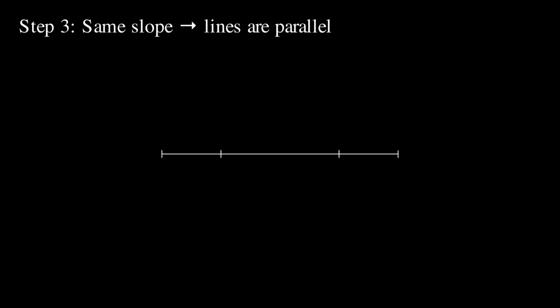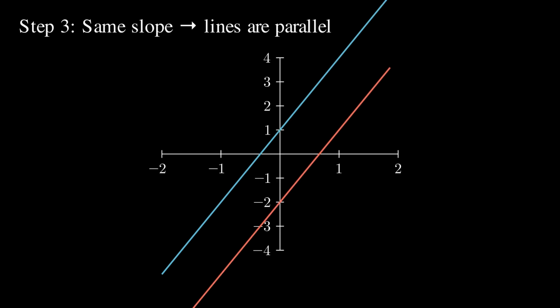Our third and final step is understanding that having the same slope means that the lines are parallel. Because they are parallel and have different y-intercepts, the lines will never intersect. No matter how far they extend, they will always remain the same distance apart on the graph. You can test this by plugging in any x value into both linear equations, and because the lines are parallel, their y values will never be the same.